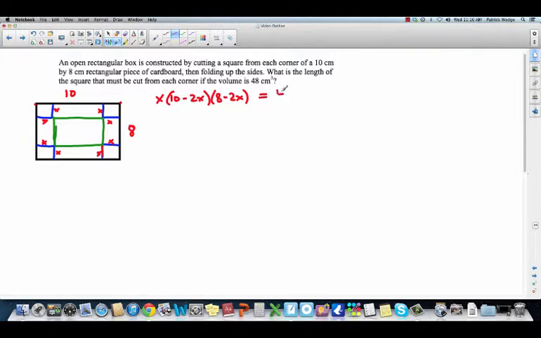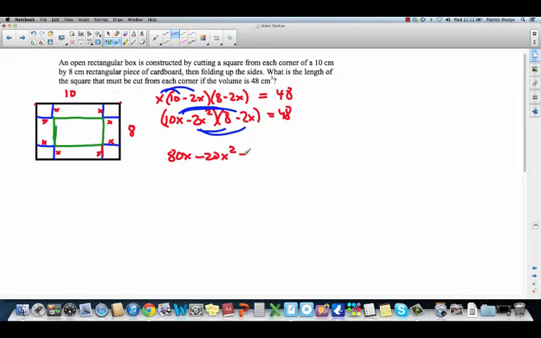And we want to know when the volume is equal to 48. So length times width times height equals 48. And here we go again. You can see they're all kind of similar once you get the actual question. 10x minus 2x squared, we're going to multiply that by 8 minus 2x. Mountains and valleys. 10x times 8 is 80x. 10x times negative 2x is negative 20x squared. Negative 2x squared times 8 is negative 16x squared. Negative 2x squared times negative 2x is plus 4x cubed. Bring the 48 over, equals 0.